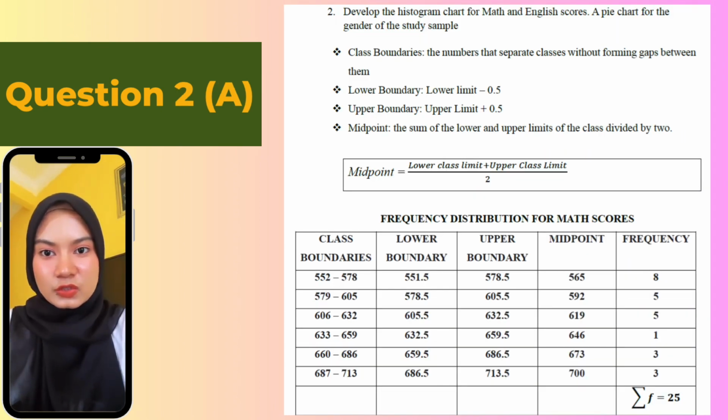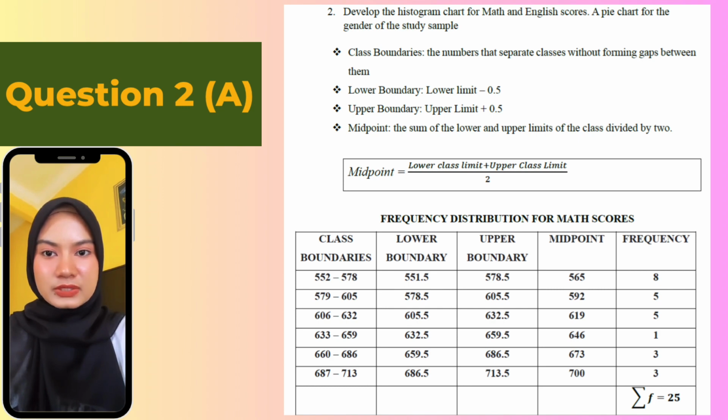For question 2A, we should develop the histogram chart for Math and English scores, and a pie chart for the gender of the study sample. So, to get a frequency distribution for Math, first we must know the class boundaries, which are the numbers that separate classes without forming gaps between them. To get a lower boundary, the lower limit minus 0.5, and to get an upper boundary we must add 0.5. To get a midpoint, we take the lower class limit plus upper class limit divided by 2.